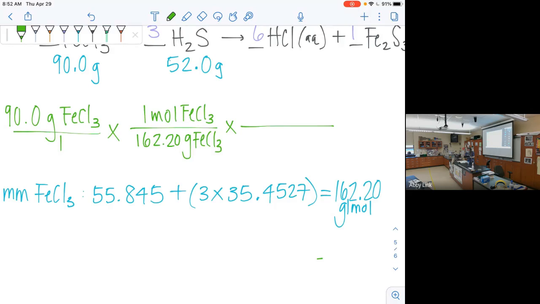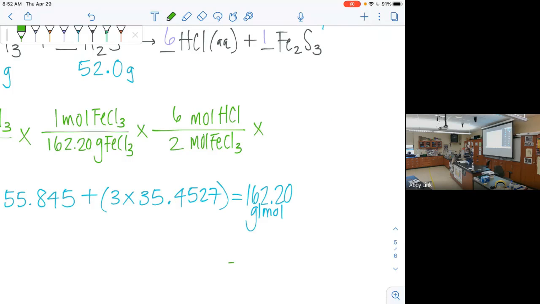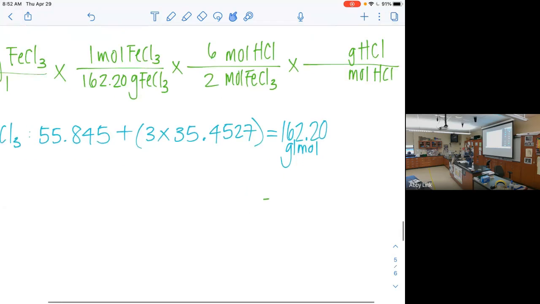Now I'm going to have my mole ratio. So I'm going to want moles of FeCl3 on the bottom, moles of HCl on top. Remember, we're trying to get to HCl here. They want the grams of HCl. Mole ratio, coefficients from the balanced chemical equation. So we've got a 6 in front of our HCl, and a 2 in front of our FeCl3. And then last but not least, we need to convert that to grams. So we'll have moles of HCl on the bottom, grams of HCl on the top.